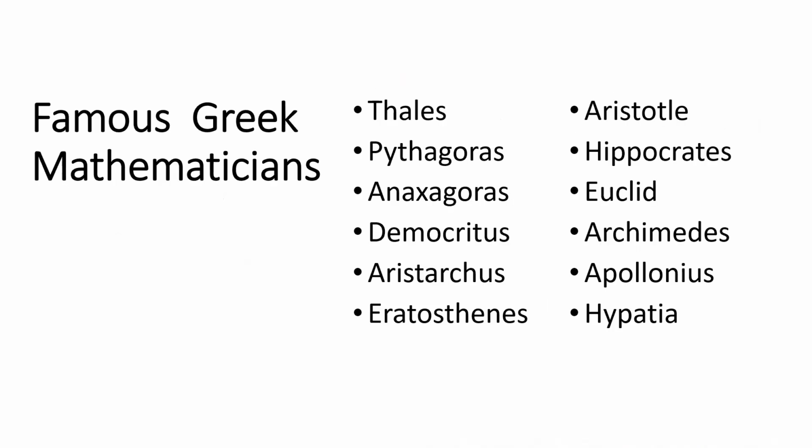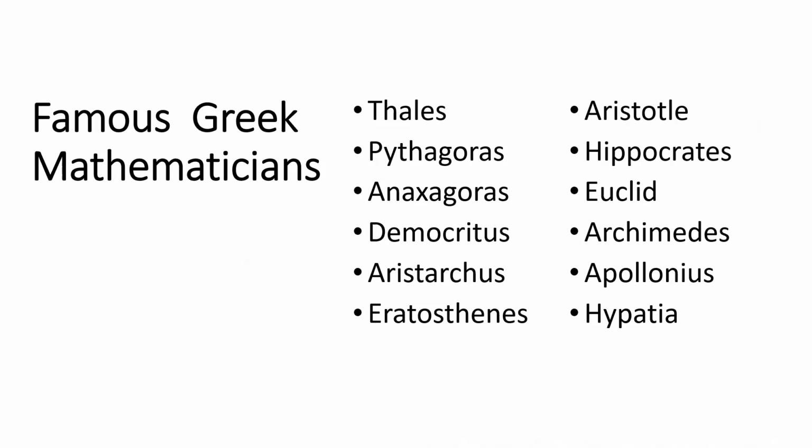Some famous Greek mathematicians: Thales, Pythagoras, Anaxagoras, Democritus, Aristarchus, Eratosthenes, Aristotle, Hippocrates, Euclid, Archimedes, Apollonius, and Hypatia. I'm going to try to touch on a few of these, as many as I really can, though this might end up in 2 videos, so we'll see how this goes.